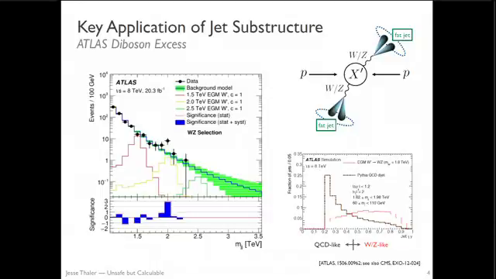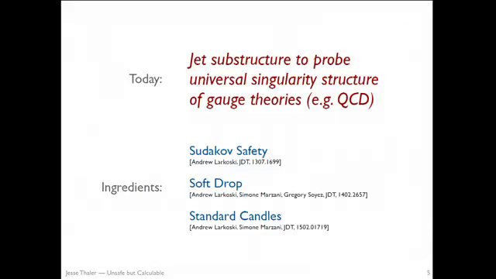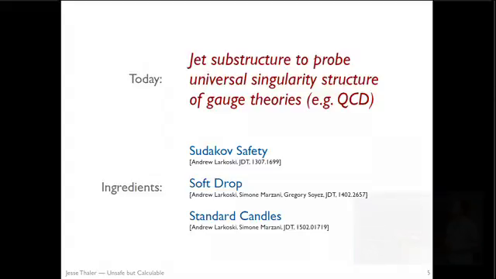Now, I could spend the rest of this talk talking about all the awesome applications of jet substructure for beyond the standard model physics, but here I'm really going to talk about the standard model. And so today, I'm going to talk about jet substructure as a way to probe something that's basically bedrock quantum field theory, probe the universal singularity structure of gauge theories, in particular of QCD. I find myself, again, as surprised as anyone that someone with a beyond the standard model mind finds this kind of structure of gauge theories to be so fascinating.